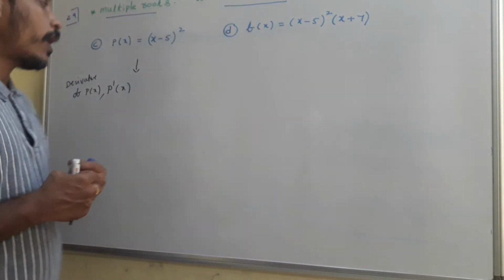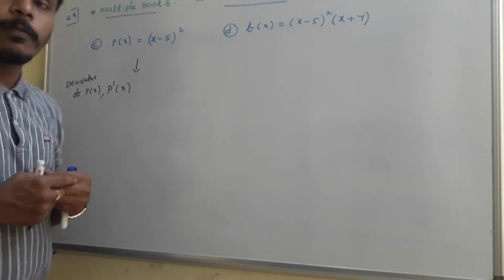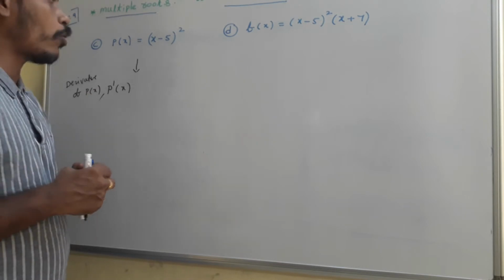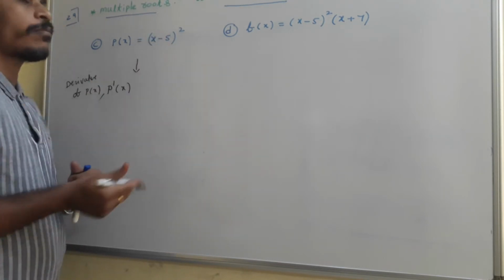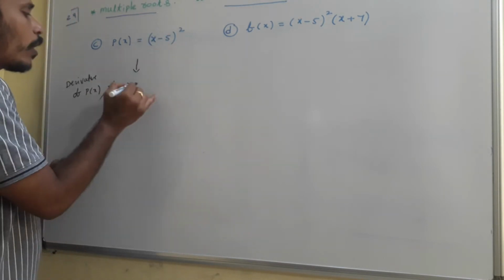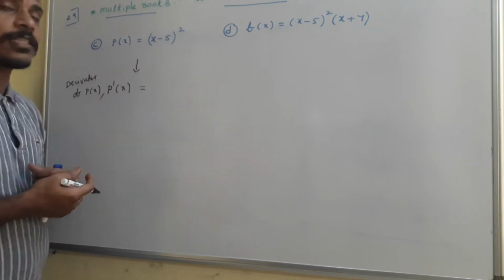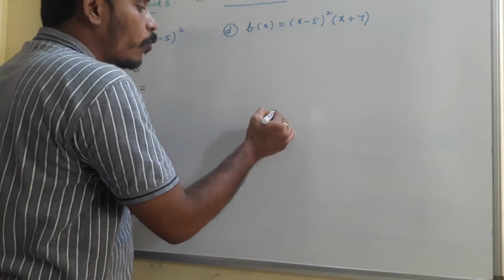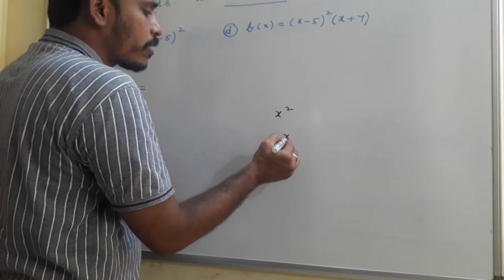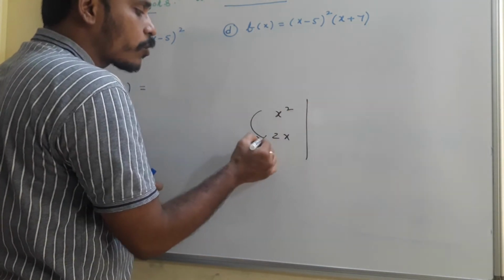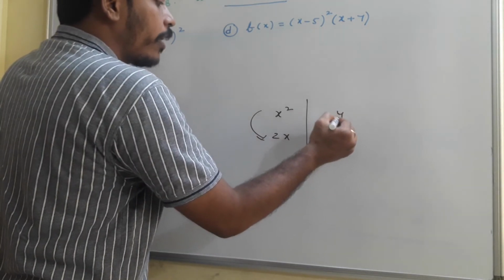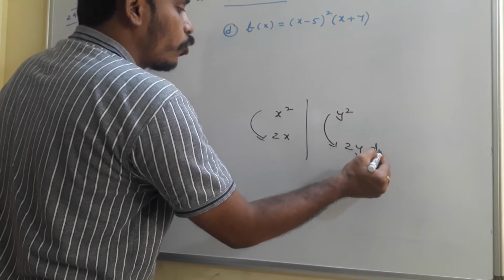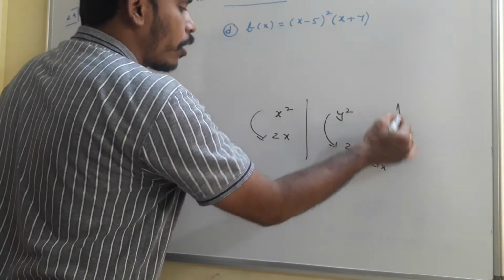Okay, and that's why if p of x is a polynomial, I am trying to write the derivative of that polynomial. If p of x is x minus 5 whole square, what do you say about the derivative of x minus 5 whole square? As you all know, the derivative of x square is 2x. Likewise, the derivative of y square is 2y into dy by dx. I think you all know it, okay?